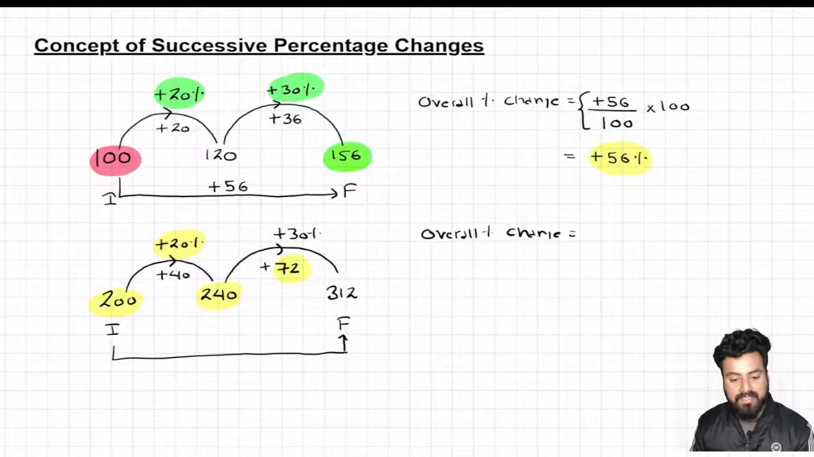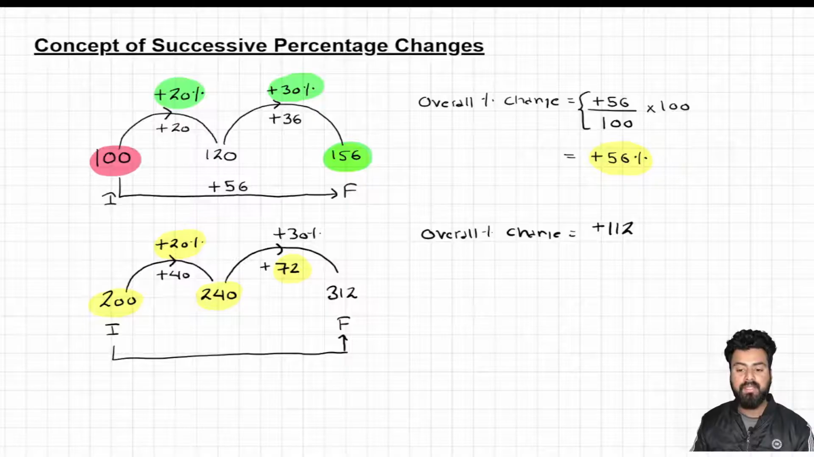Now, to calculate the percentage increase, the first step is to find the difference. The difference is 112. Since it's an increase, you will use a positive sign. The number is increased by 112. Which number is increased by 112?